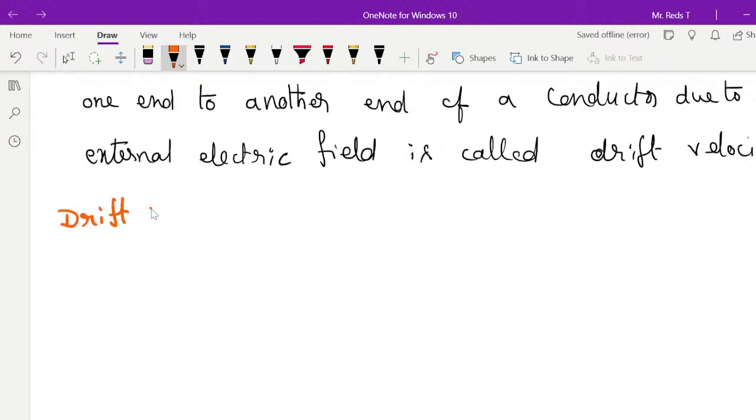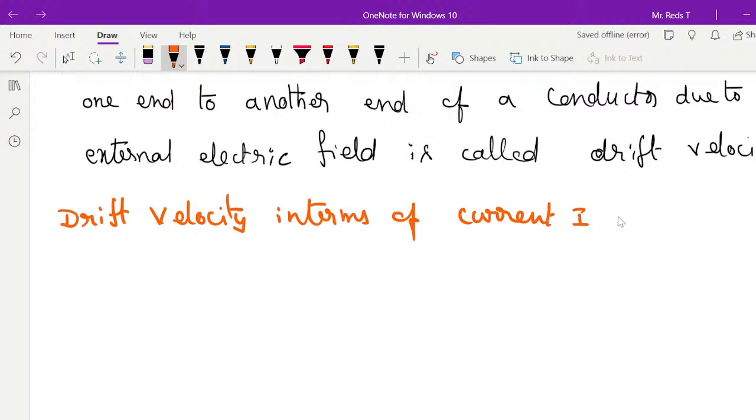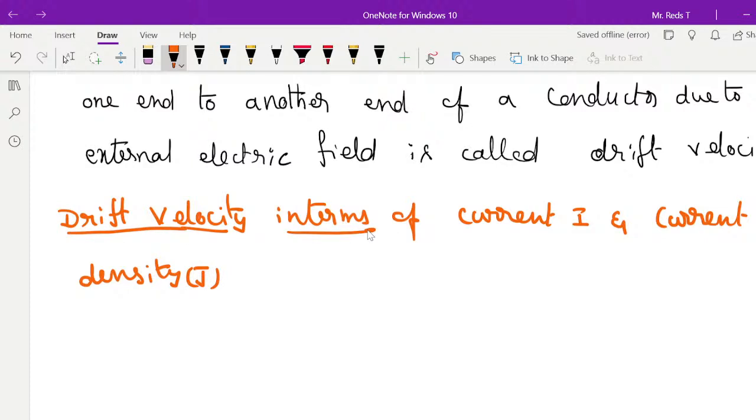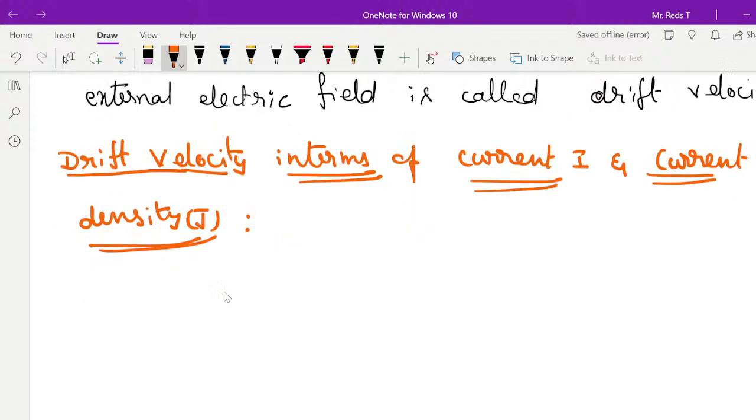Drift velocity in terms of current I and current density J. How to express this?